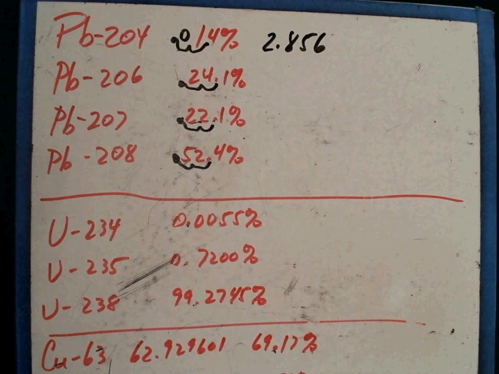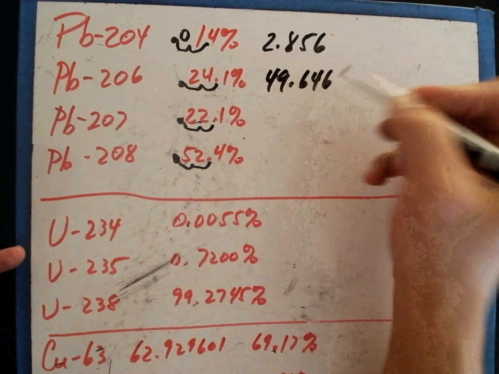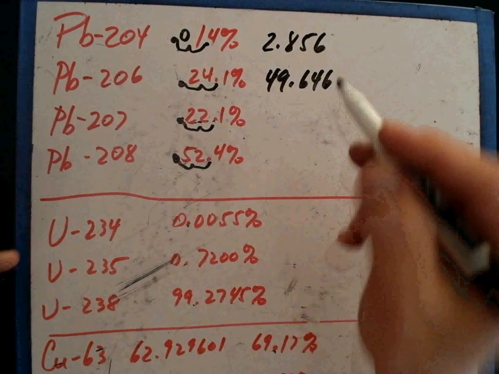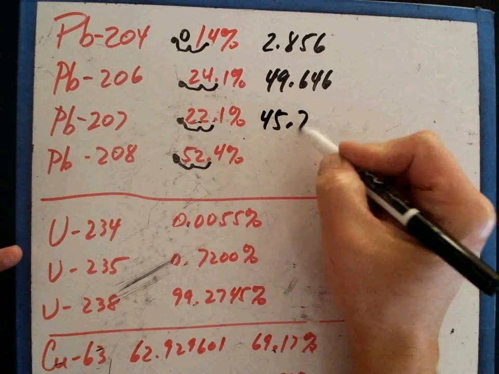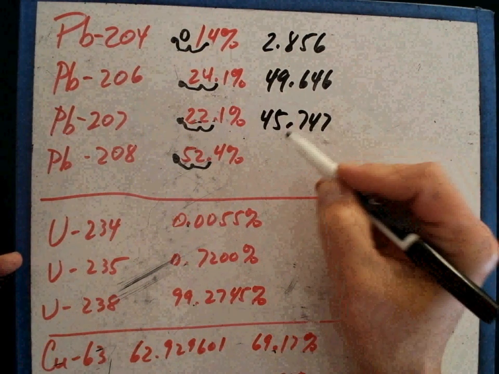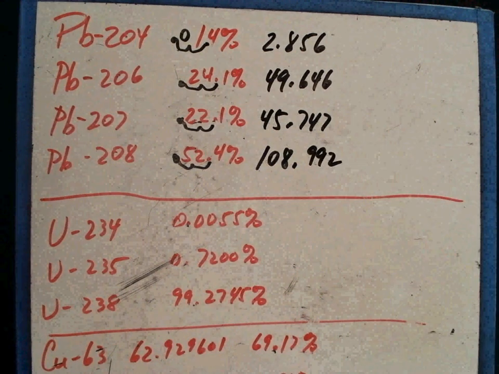Take the next one, 206 times 0.241 equals 49.646. You should be doing this math with me, checking your work. 207 times 0.221, 45.747. Last number, 208 times 0.524 equals 108.992. So what do I do with those numbers?